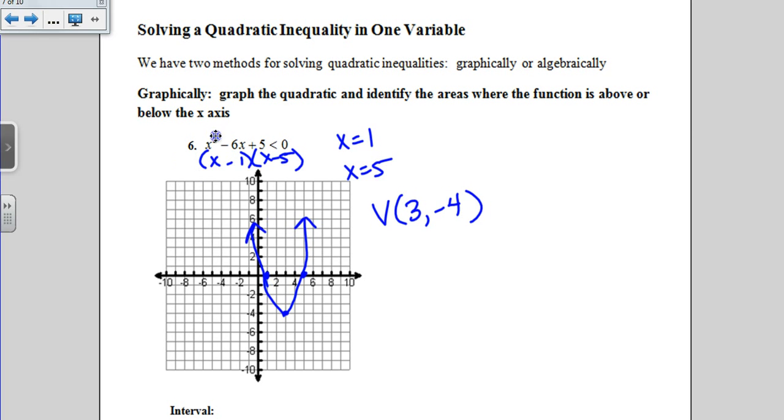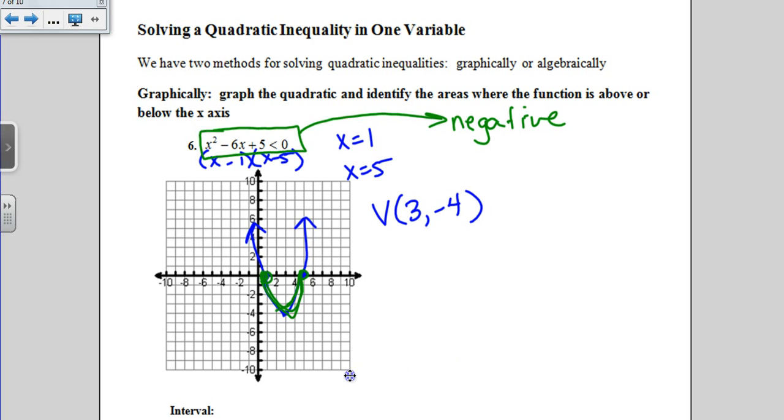Remember, the original problem says they want to know when the parabola is less than 0. So less than 0 means they want to know when the parabola is negative. So look at your graph and decide which part of the parabola shows you negative solutions. Negative in our case would be below the x-axis. So I should do an open circle here. This whole section right here under the parabola is the negative part.